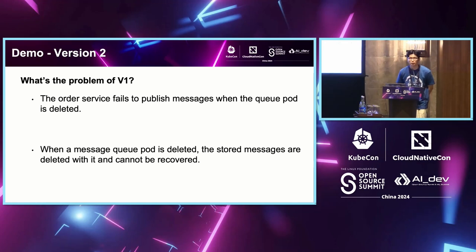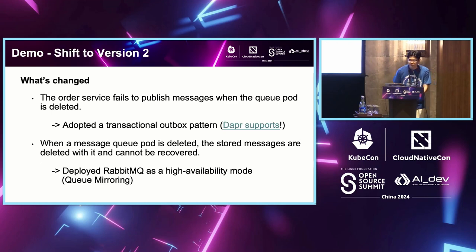So what's the problem of version 1? We have some problems in version 1. First of all, the order service fails to publish messages when the queue pod is deleted. And also, when a message queue pod is deleted, the stored messages are deleted with it and cannot be recovered. So we need to prevent message loss, and here are our changes. I changed two things: first, I adopted a transactional outbox pattern, and second, I deployed RabbitMQ in high availability mode.